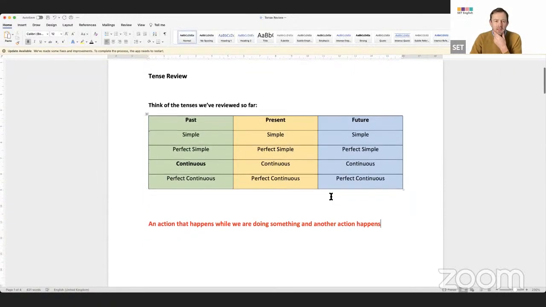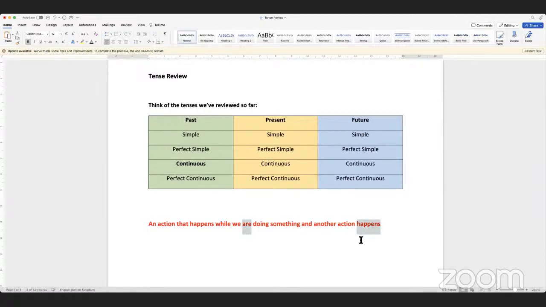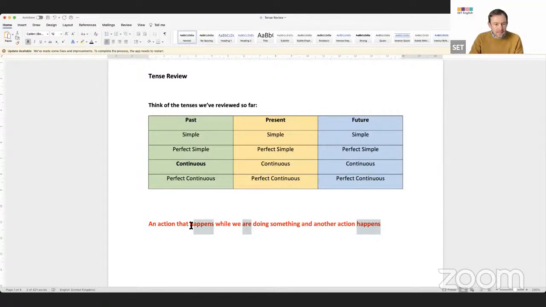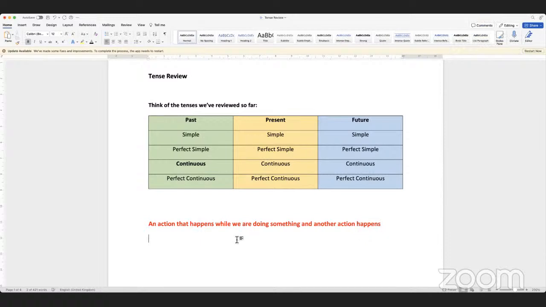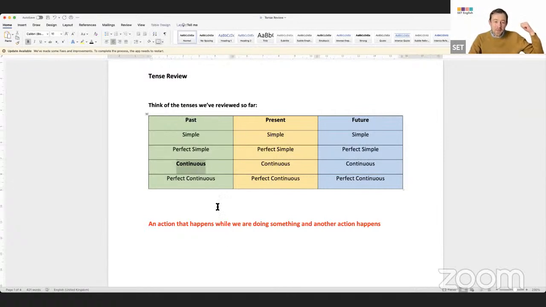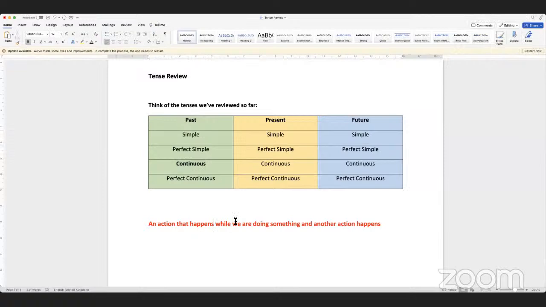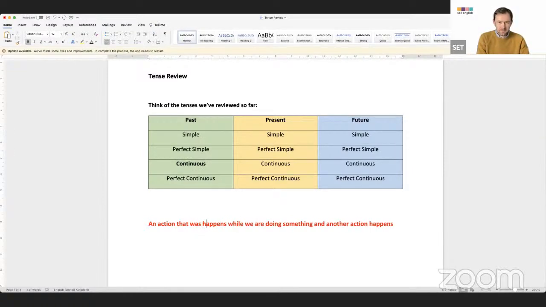Apart from, what tense is this? An action that happens when we are. That's present. This is present, isn't it? Well, we were doing something. Okay, so don't forget, it's in the past, isn't it? Past continuous. So an action that, what I would say, was happening, let's use that past continuous, while another action happened. An action that was happening while another action happened. That's definitely true if you think about it.